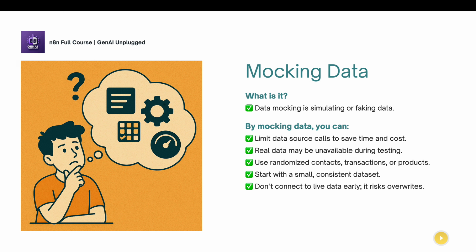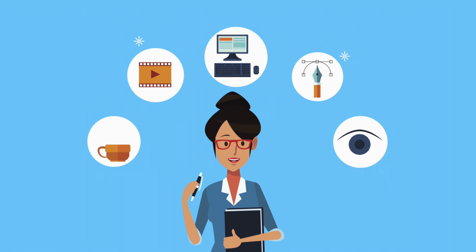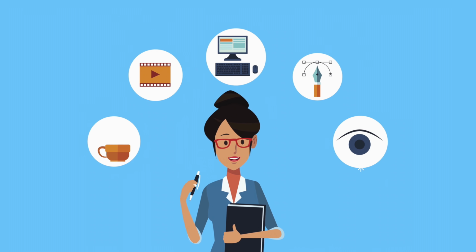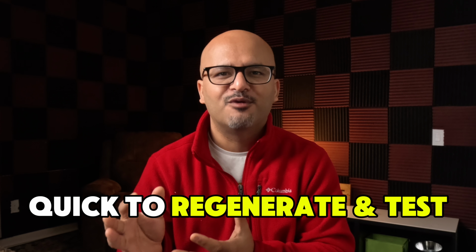And finally, you avoid the risk of overwriting or updating live data or production data, because in the early stages of your AI automation workflow development, things can go wrong. Output from one node or another could be unexpected, and that's where you do not want your live data source to be connected to your workflow. You want some fake data so that if anything happens, you can quickly regenerate it and test out your workflow after fixing it.